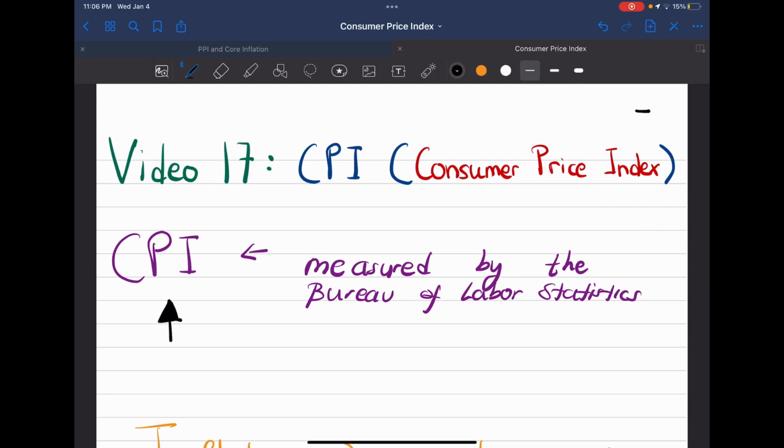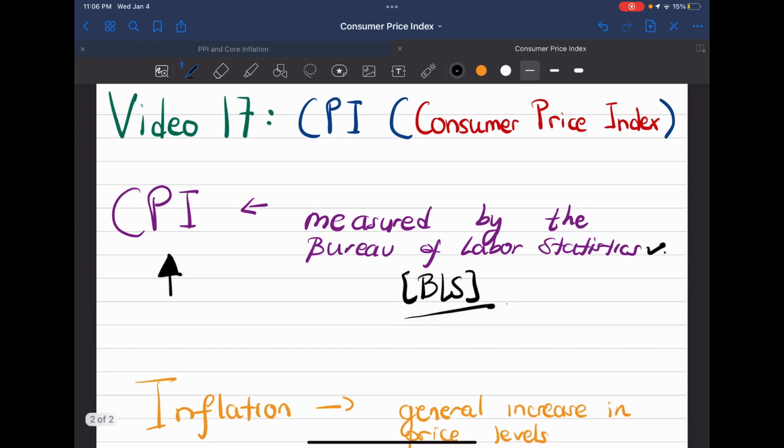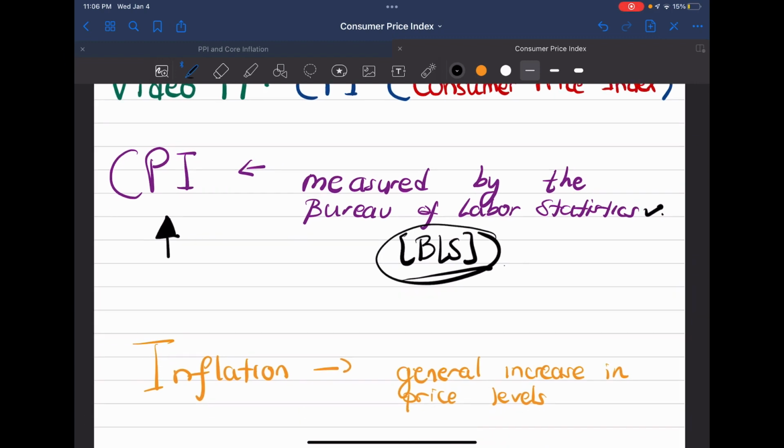First, in the US at least, it is measured by the Bureau of Labor Statistics, otherwise known as the BLS. In other countries, most likely the CPI is measured by the statistical bureau of that country. In the US, it is the BLS, Bureau of Labor Statistics.